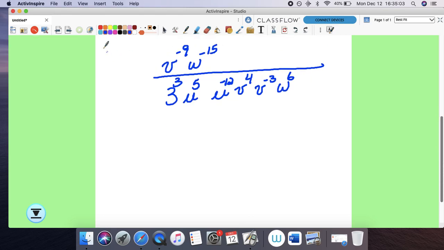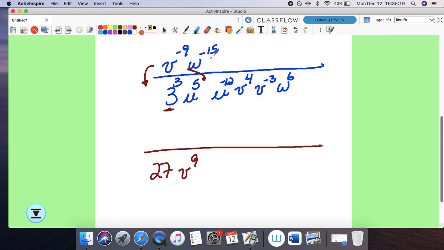So, let's start again. 3 to the 3rd power, right? Let me do that. That's 27. That's already there. V to the negative 9, I'm going to throw him down here. This is going to come down here. So, V to the 9th comes down. W to the negative 15 comes down, becomes positive.